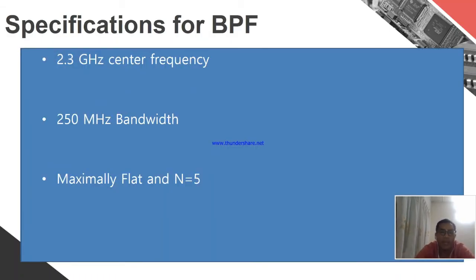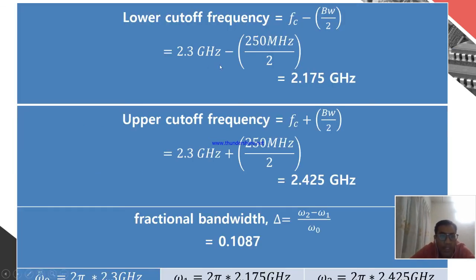So the specification for the band pass filter: we are using 2.3 GHz cut-off frequency, 250 MHz bandwidth, maximally flat response and n equal to 5. So we can find the low cut-off frequency. The formula is cut-off frequency minus bandwidth divided by 2, and we find 2.175 GHz. For the upper cut-off frequency, the formula is the same but using a plus sign, and we find the value is 2.525 GHz.